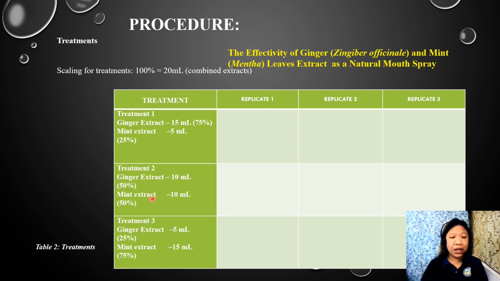Your treatment 2 has equal amounts. Your treatment 3 has a higher percentage of mint extract. Now, in terms of the replicate, this refers to the number of times you're going to check the result of your study, or the number of trials. So you have trial 1, trial 2, trial 3. And in terms of the respondents, you can use persons as the respondents of your study, or identify what experimental subject you will use to help check the possible result of your study.